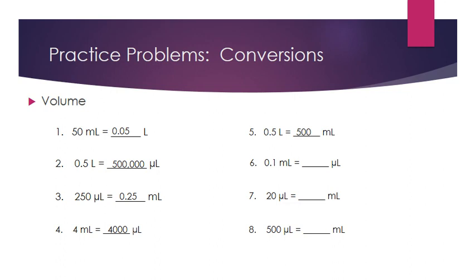0.1 milliliters converted to microliters. You're going to move your decimal to the right. You end up with 100 microliters. 20 microliters converted to milliliters. You're going to move your decimal to the left. You end up with 0.02 milliliters. And 500 microliters converted to milliliters, you're going to move your decimal to the left and you end up with 0.5 milliliters.